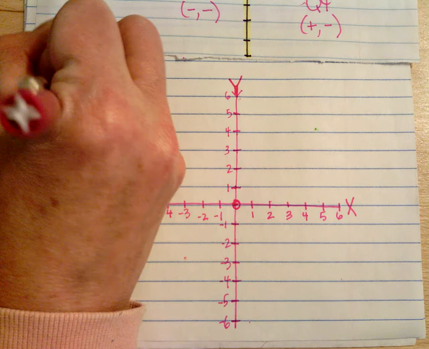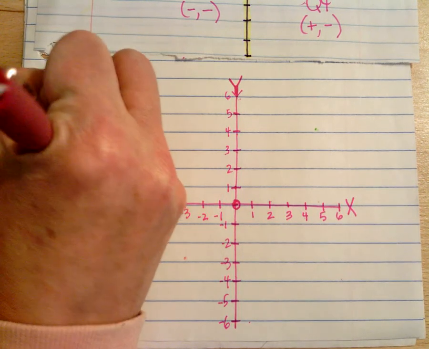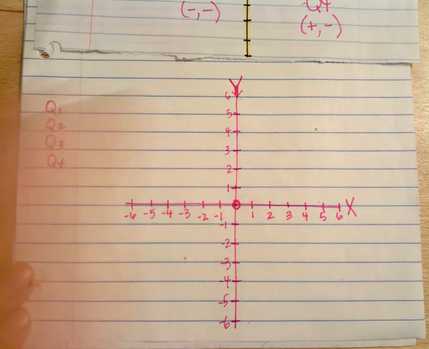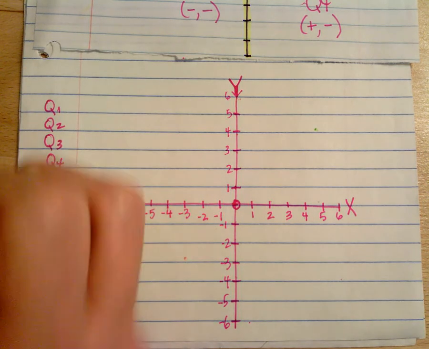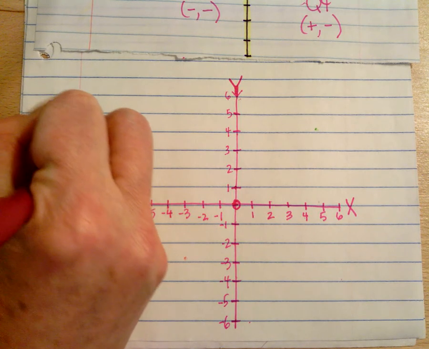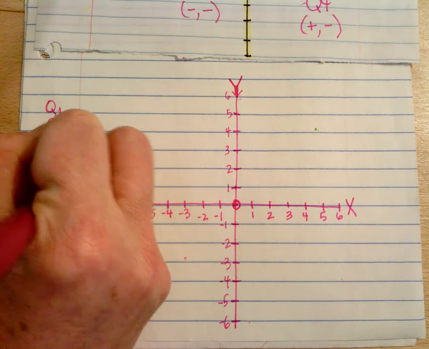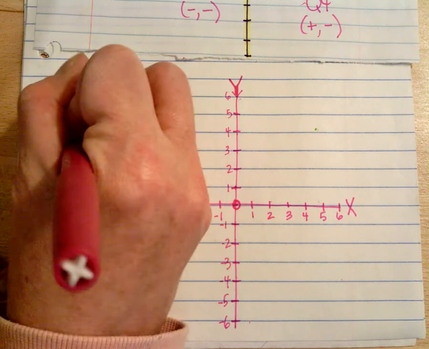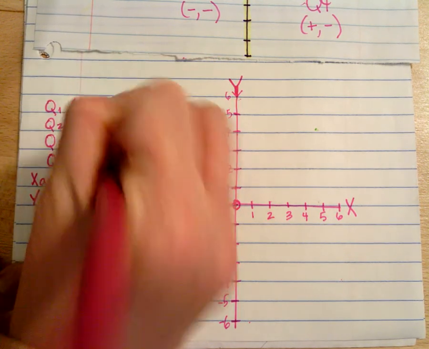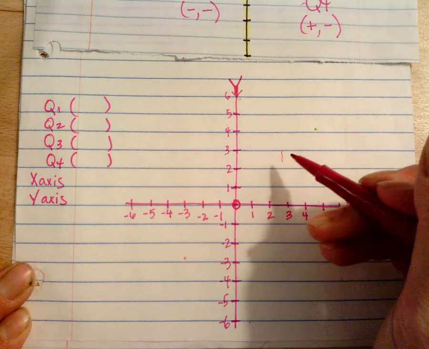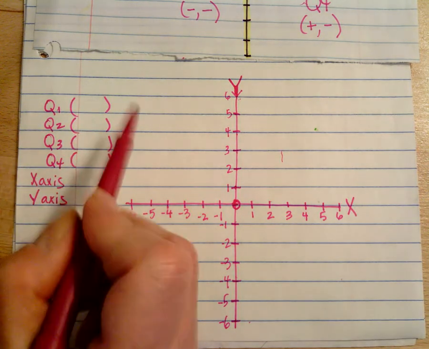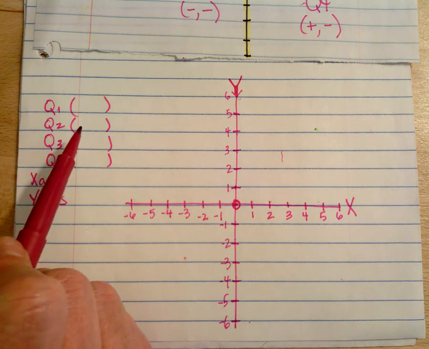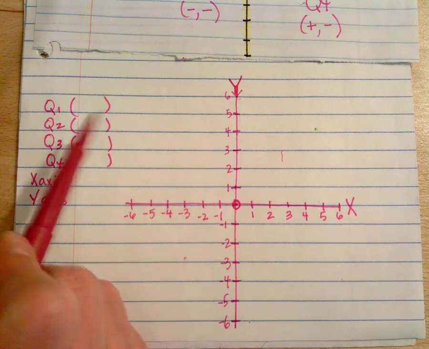So I want to make sure that I get a point in each quadrant. 1, 2, 3, 4. And I want to make sure that I get one on the x-axis and the y-axis. And we're going to kind of go flip-flopping back and forth between ones where we are graphing it, ones where we're pulling the coordinates, and ones where we are plotting based on the coordinates.